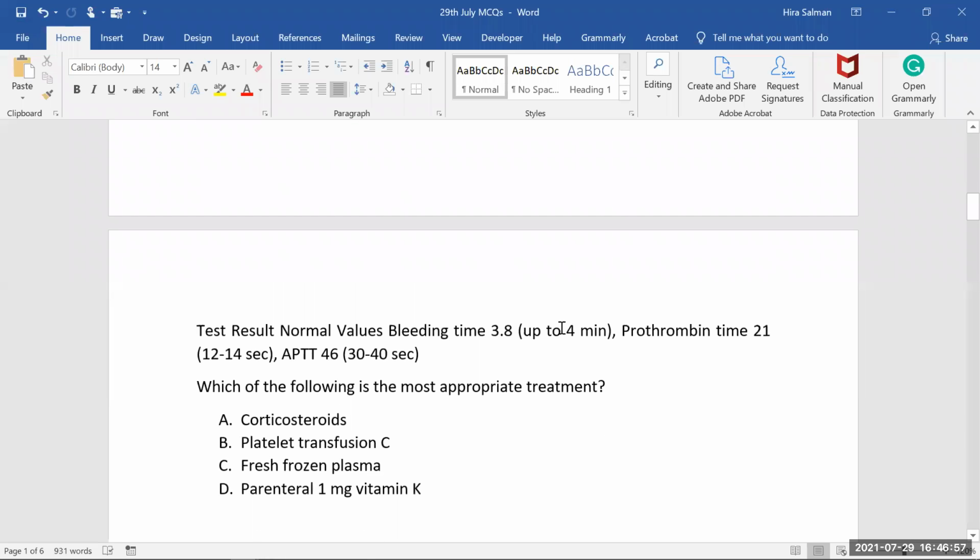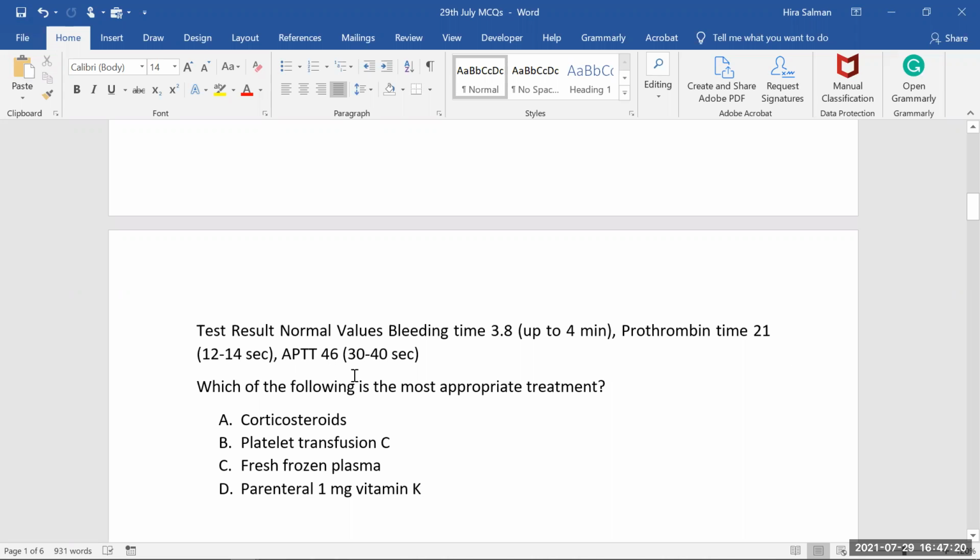Now, test results, normal values: bleeding time 3.8, prothrombin time 21, APTT 46. So APTT is slightly raised, prothrombin time of course raised. So all the clotting times are raised, while bleeding time 3.8, up to 4 minutes, is normal. So he is bleeding normally, but because of the deficiency of the clotting factor, the clotting time is increased.